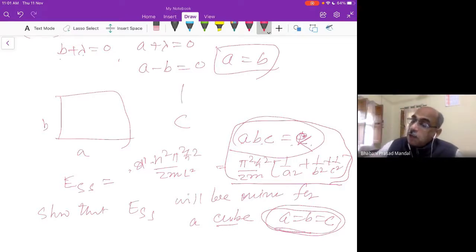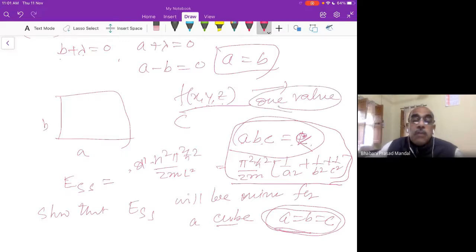So if you have f(x, y, z) and if you have three conditions, that means your x, y, z are all fixed, so f will have only one value. So there is no question of extremization. If you have three conditions, then x, y, z will all have only fixed values.